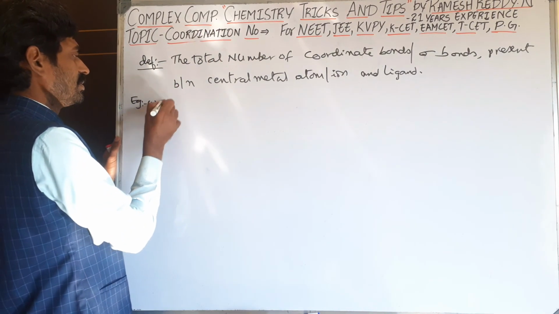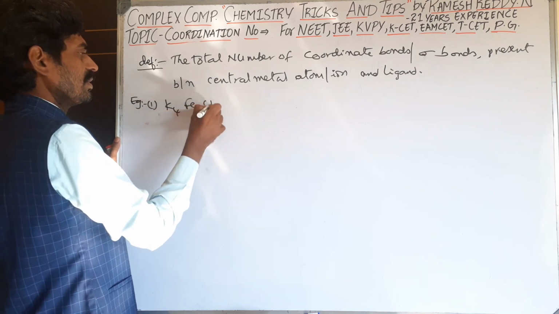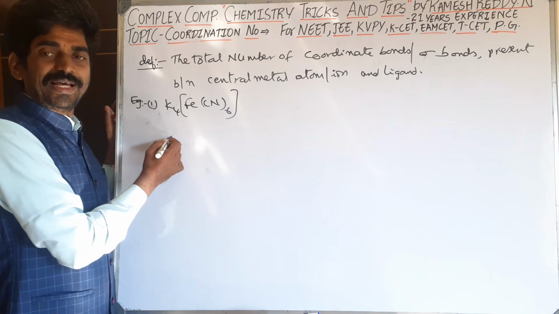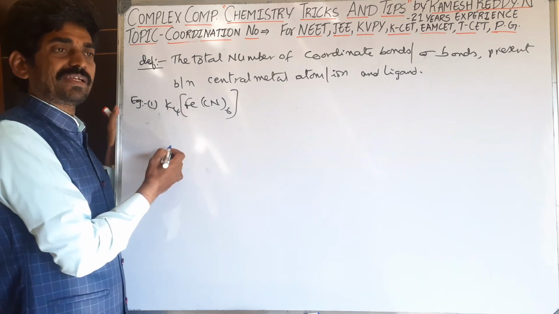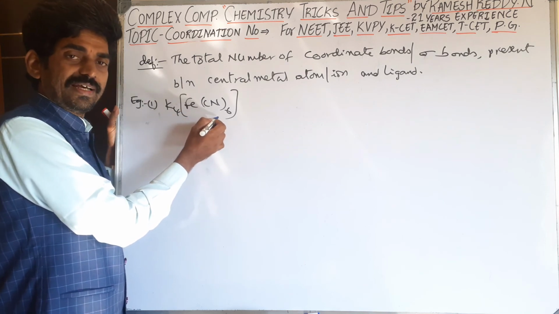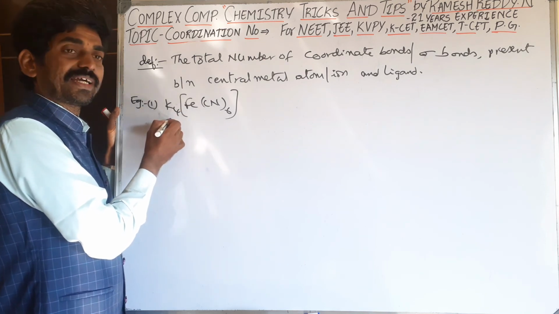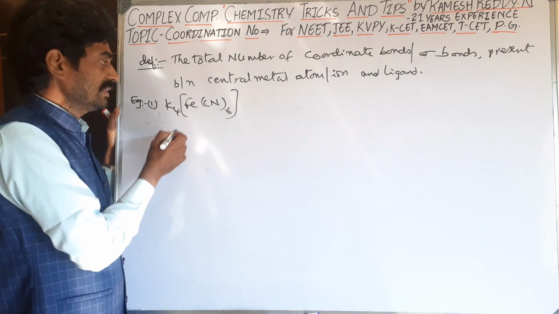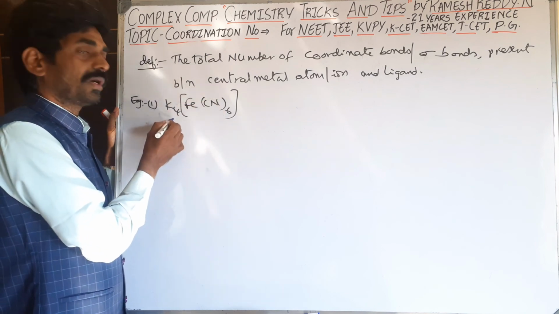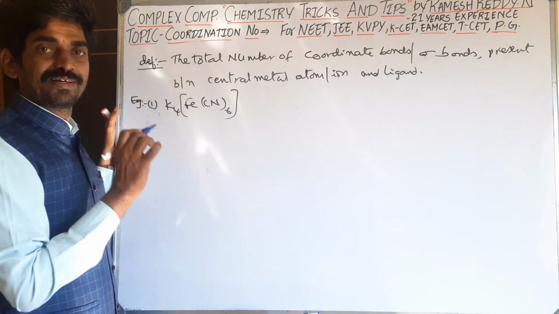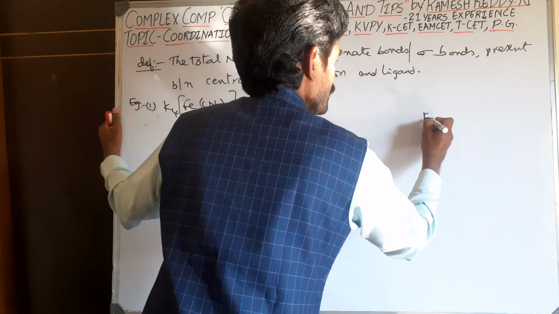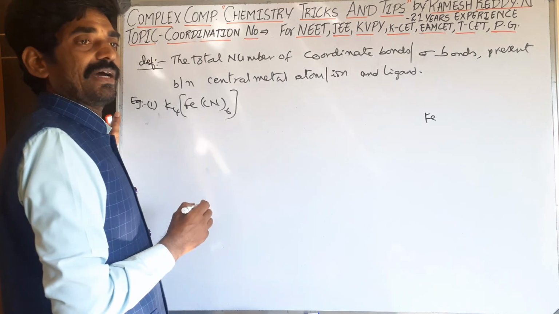Examples: potassium ferrocyanide. In this complex, iron is the central metal atom, the first member, cyanide is the ligand, the second member, and potassium is the counter ion, the third member. The central metal atom and ligand are represented inside the closed bracket, and the counter ion is present outside the bracket, right? Now, in this, the central metal atom iron is surrounded by 6 cyanide ions.